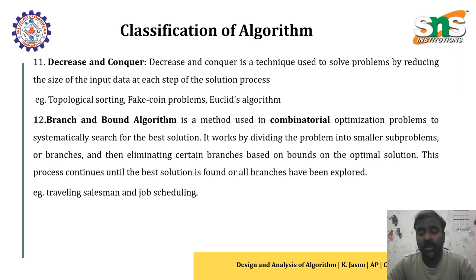So here is the same concept. We are dividing the problem. We have to find the lower bound and the upper bound. Based on the lower bound and upper bound, we have to find the optimal solution. This is called branch and bound. Later we will discuss it in depth using problems.